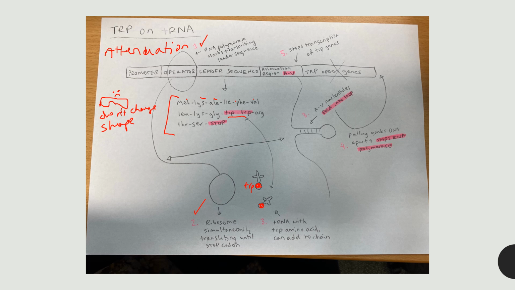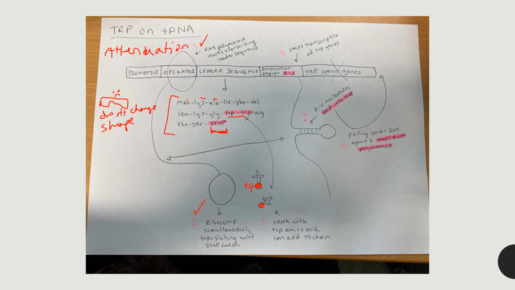So nothing happens, we add them as normal, and we continue on until we reach this stop codon. Because we stopped at this stop codon, that means that RNA polymerase has stopped transcribing. And for reasons you don't really need to know, this stop codon brings us to this attenuation region that forms these attenuation loops.